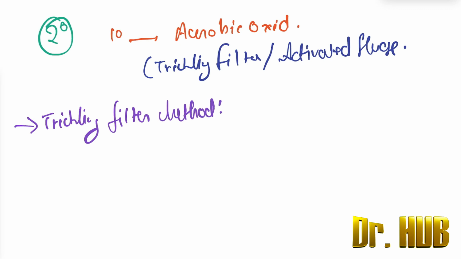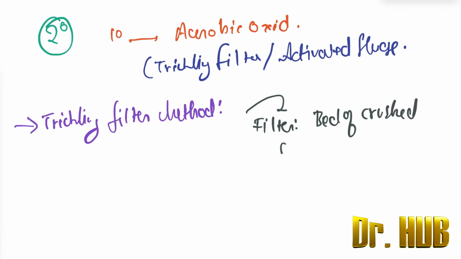So here the trickling or precipitating filter is a bed of crushed stones or clinkers. The effluent from the primary sedimentation tank is spread over the filter bed and it percolates through it.